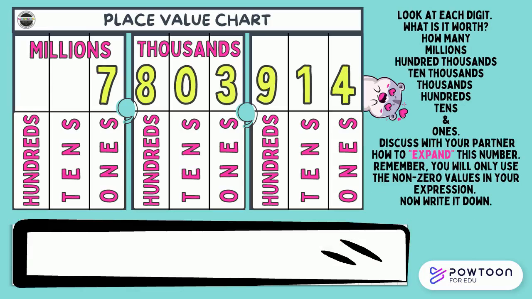Look at each digit. What is it worth? How many millions? How many hundred thousands? How many 10,000s? How many thousands? How many hundreds? How many tens? And how many ones? Discuss with your partner how to expand this number. Remember, you will only use the non-zero values in your expression. Now, write it down. Pause the video, and in a little bit, you'll get to check your work.